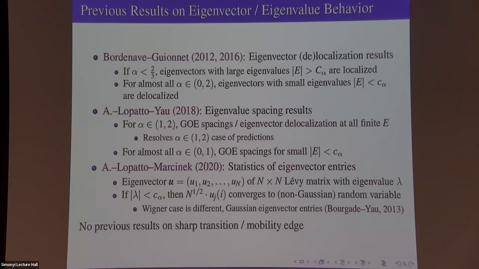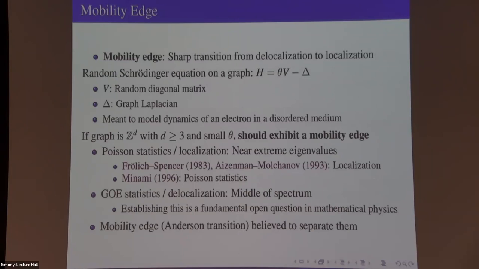So there have been no previous results on the sharp transition, or the mobility edge. This is what I want to talk about here. But first I'll give you a little background on these mobility edges. As I mentioned before, these are sharp transitions from delocalized to localized eigenvectors. A prototypical example is a random Schrödinger equation on a graph.